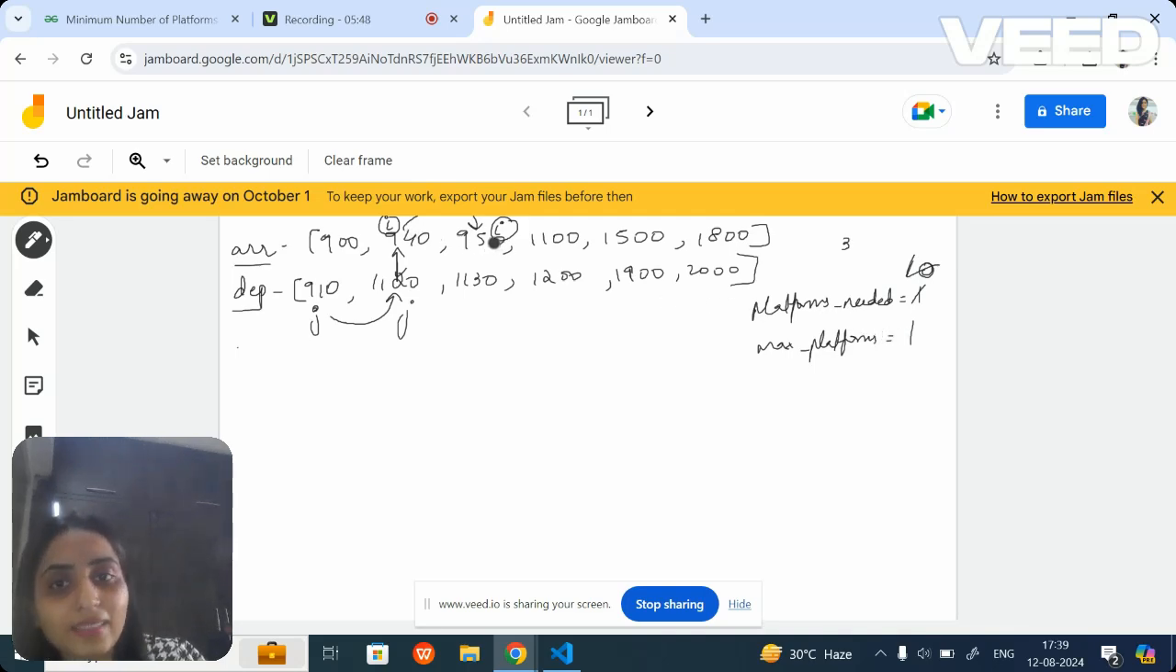Now we compare 9:50 to 11:20. Again, this train has arrived before 11:20. We know that one platform is already accommodated, and this is going to be leaving at 11:20. So how do we accommodate this train now? We will need one more platform. So what is the maximum between 1 and 2? It is 2.